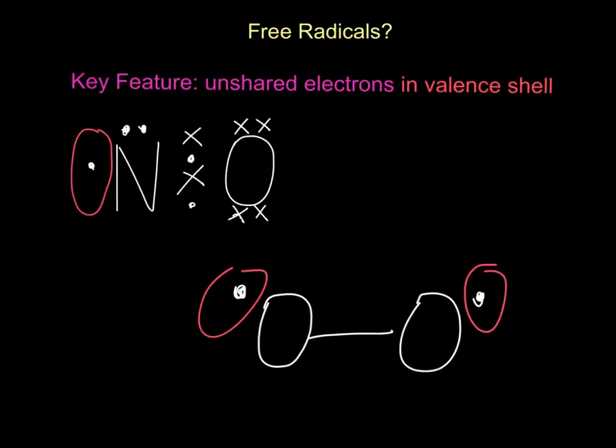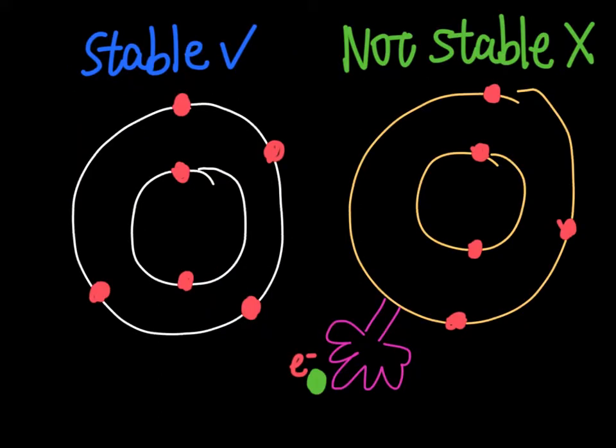So, what are free radicals? The key feature of all free radicals is the unshared electrons in valence shell. Here are two examples. The unshared electrons make these free radicals very reactive because they tend to grab electrons from other atoms or molecules to fill their outer energy level.